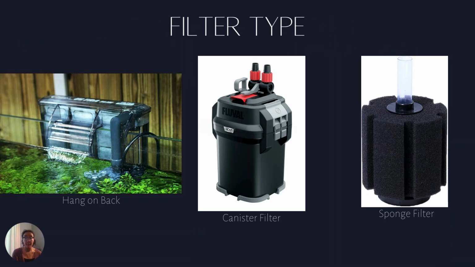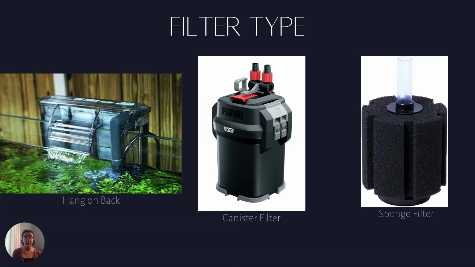There are three main types of filters. These three are hang-on back, canister, and sponge filters. Each of them does basically the same thing. They suck in dirty water from your tank, filter it through their system, and pump it back into your tank.